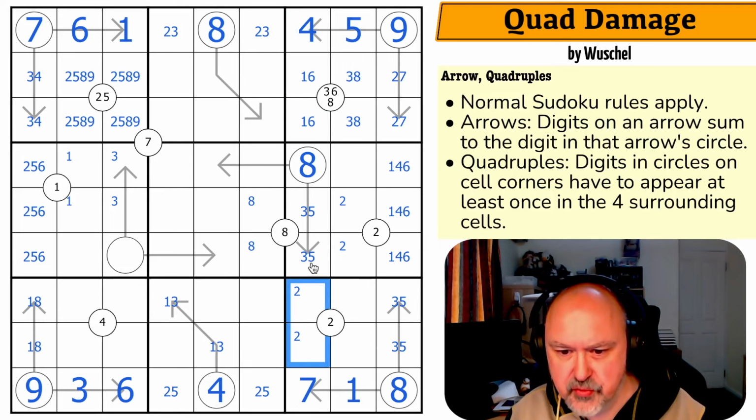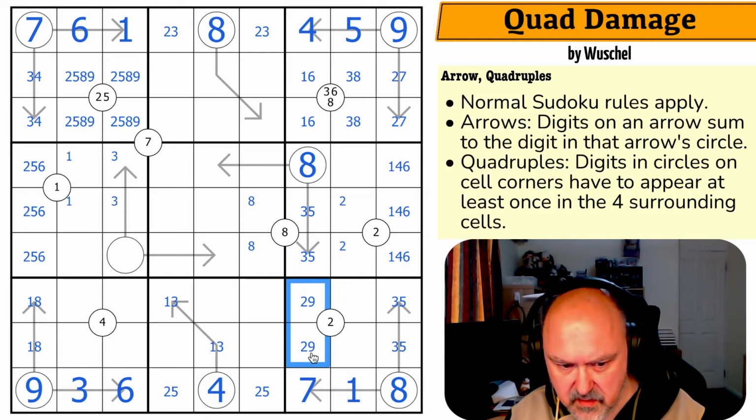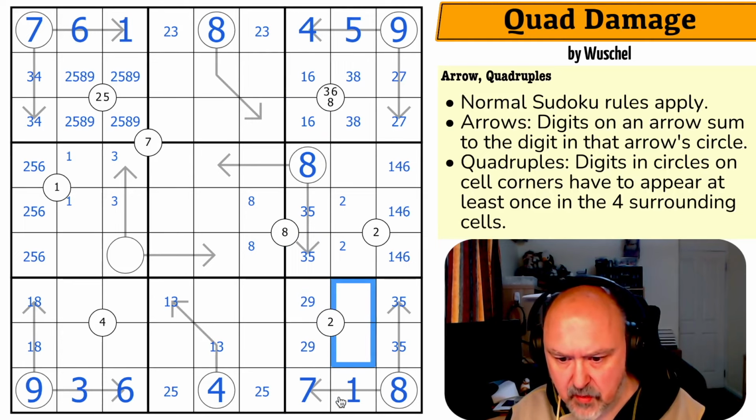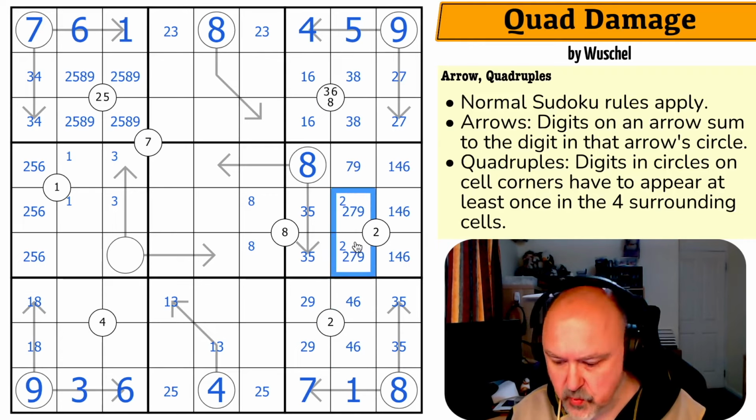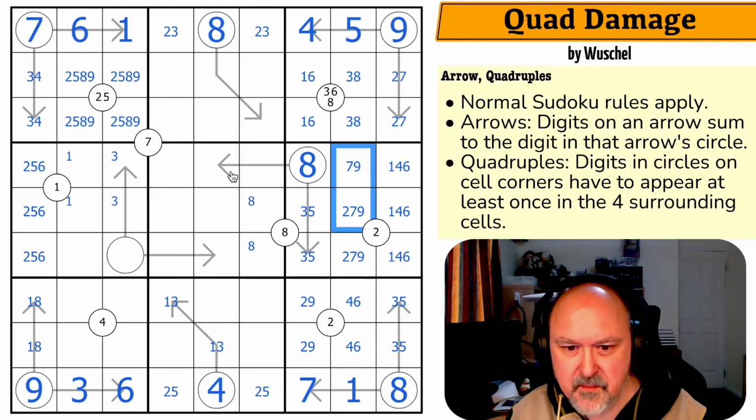1, this is 2, 3, 4, 5, 6, 7. These are 2 and 9. And here, 1, 2, 3, 4, 5, 4 and 6 go in. So I know what this triple is. 2, 3, 4, 5, 6, 2, 7, and 9. There's no 2 there because of the quadruple. But these have to sum to 8.